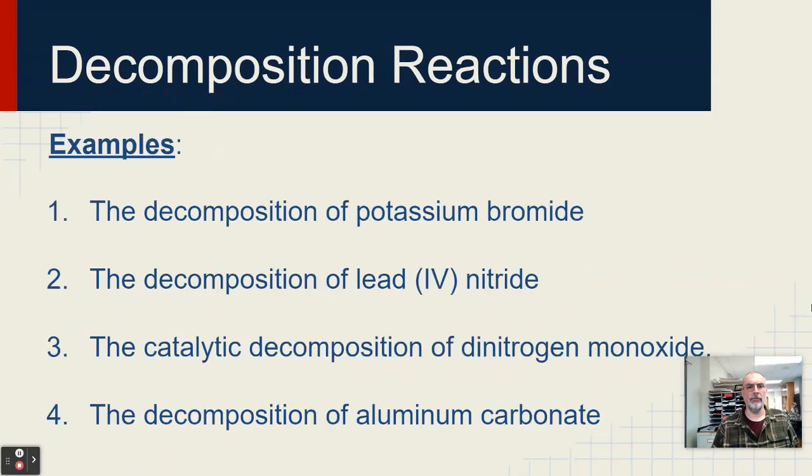So we're going to take a look at 4 different examples. The decomposition of potassium bromide, decomposition of lead-4 nitride, catalytic, and we're going to talk about what catalytic means, catalytic decomposition of dinitrogen monoxide, and finally the decomposition of aluminum carbonate.